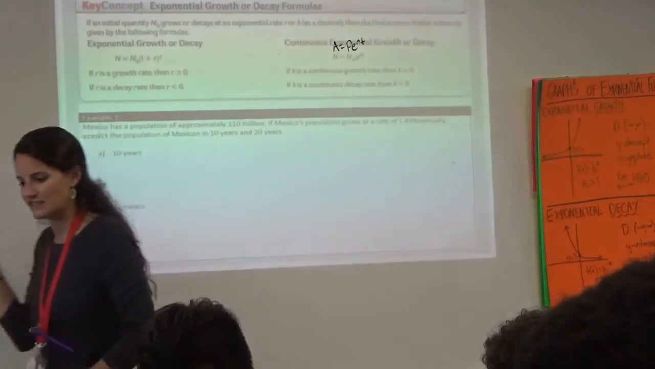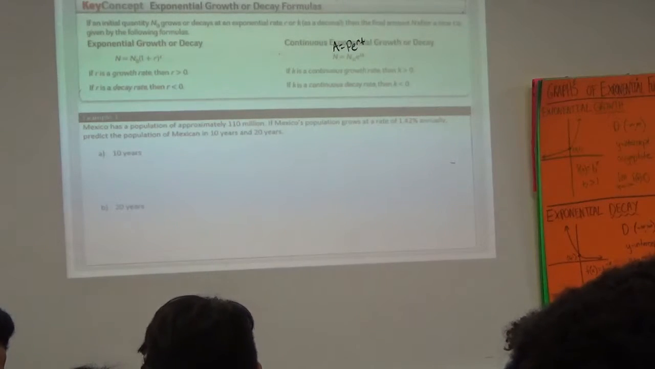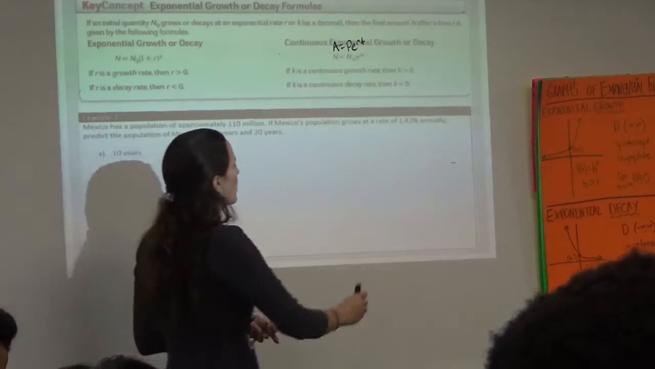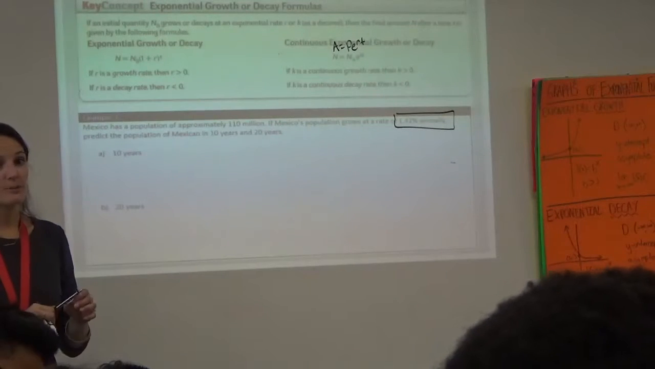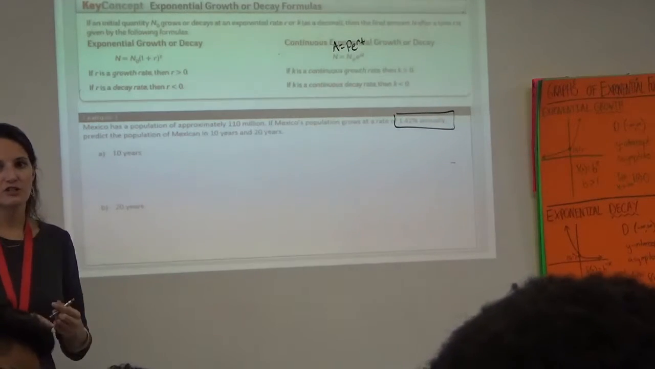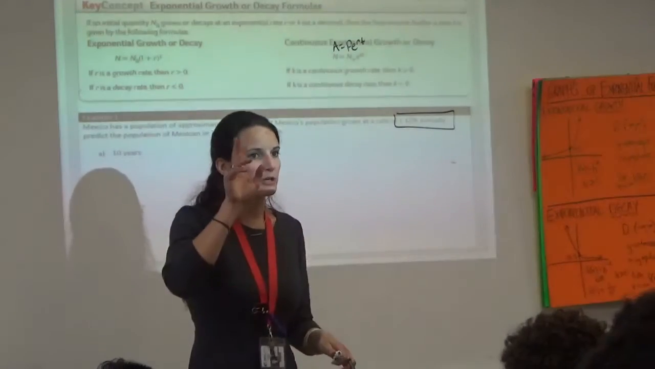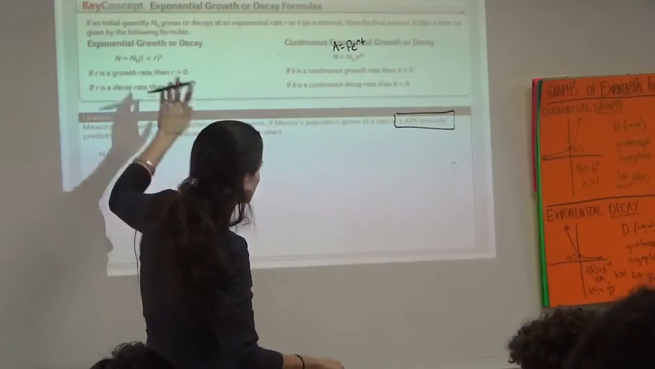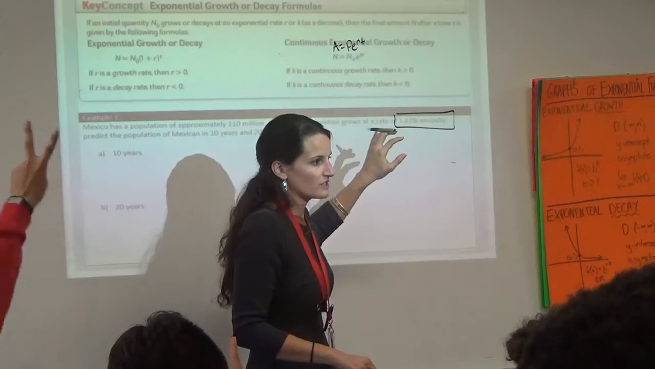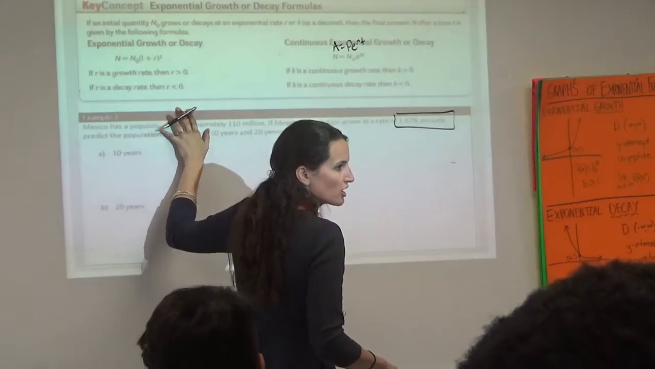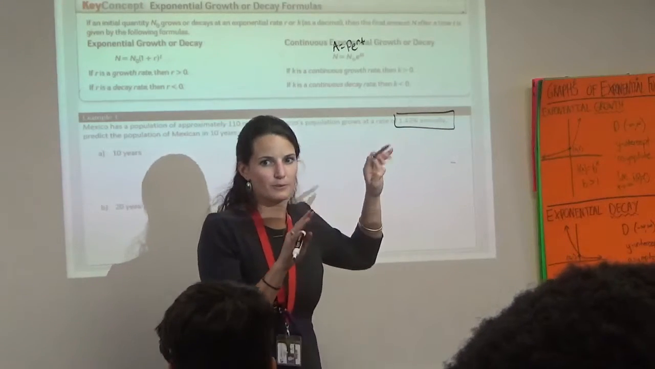So if you look at this example, it says Mexico has a population of approximately 110 million. If it grows at a rate of 1.42% annually, predict the population of Mexico in 10 years and then in 20 years. Because it says 1.42 annually, show me on your finger really quickly, 1 or 2. Are we going to use the first equation up here or the second equation? Okay, I see a lot of 1s, a couple 2s.